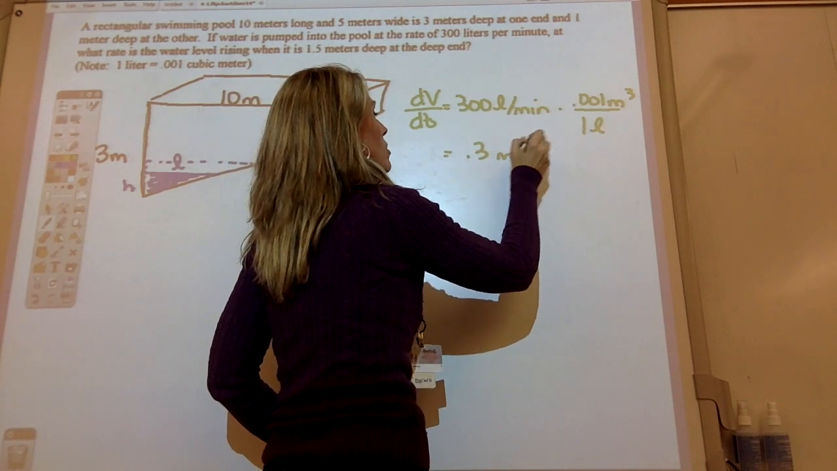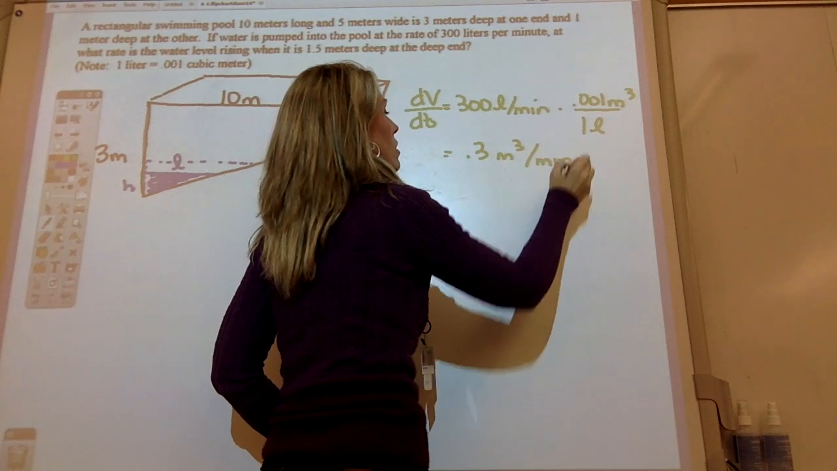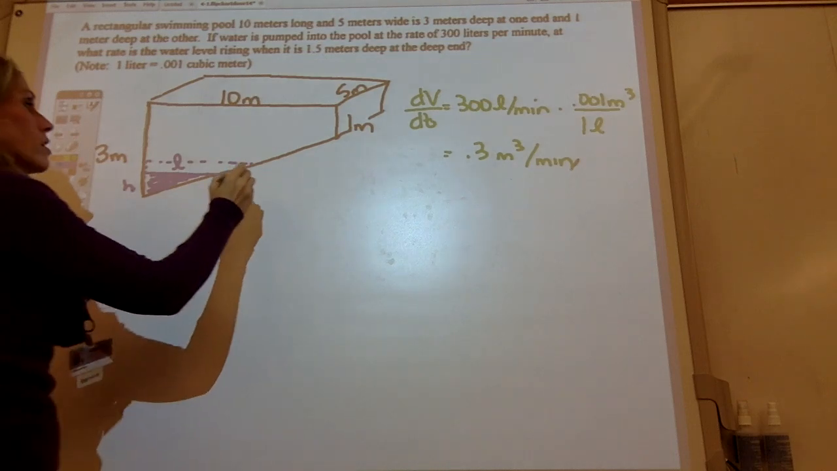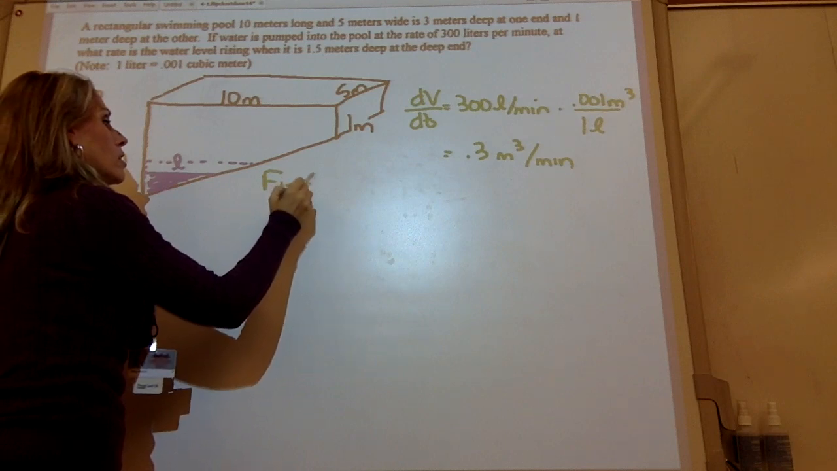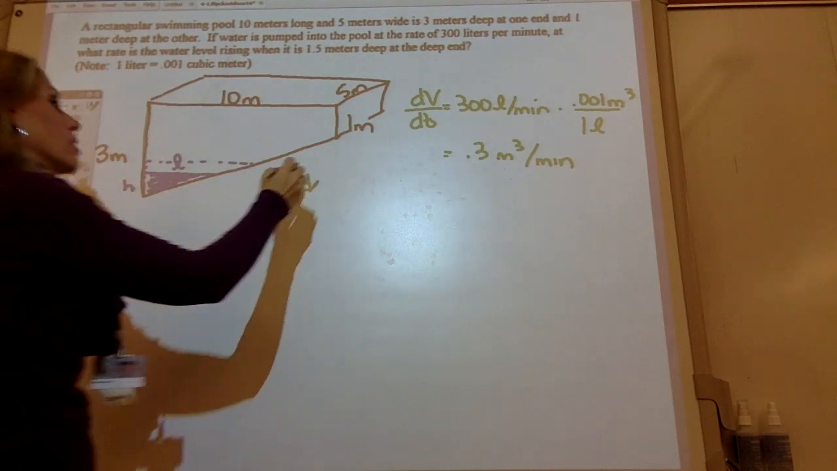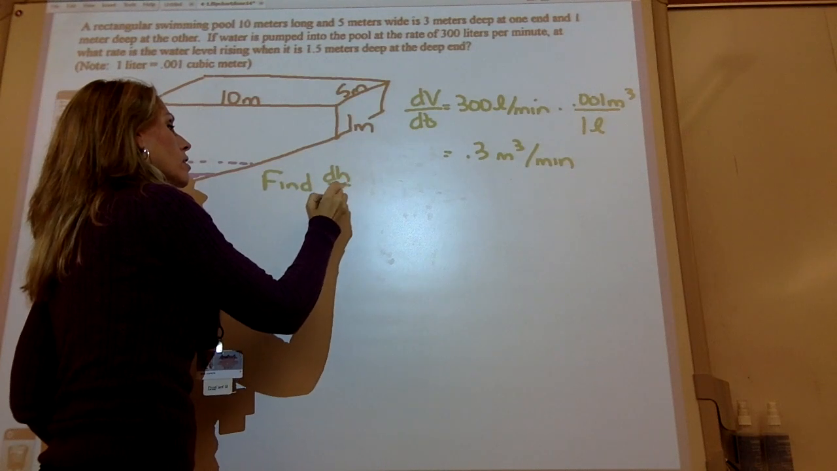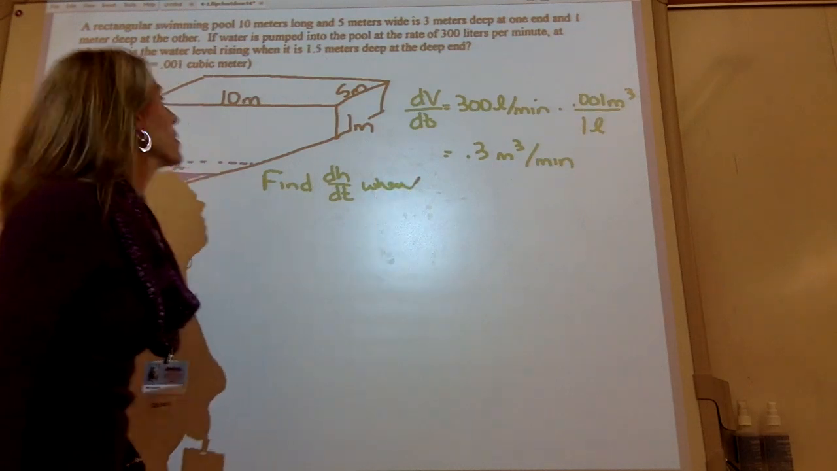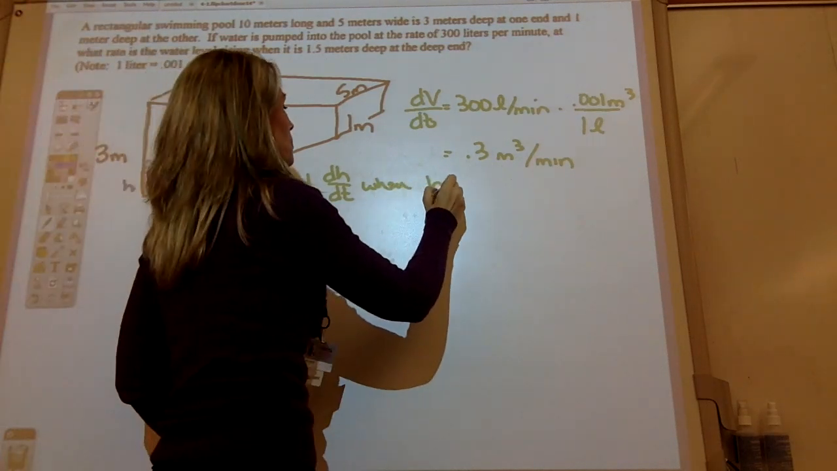0.3 cubic meters per minute. Right? Okay, so that's my rate of change of volume with respect to time. At what rate is the water level rising? Okay, yours is, right? Because you have W for water. H equals 1.5 meters.